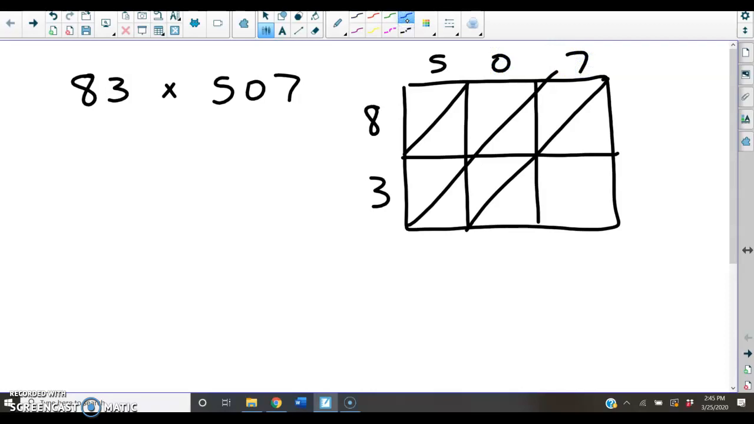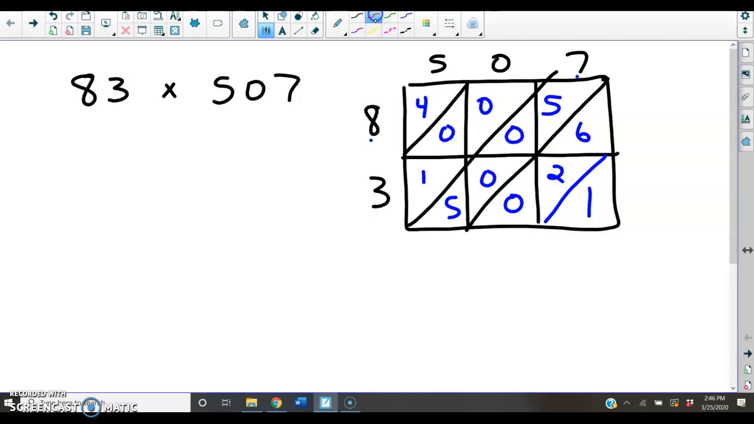And 8 times 5 is 40, and I split that. Anything times 0 is 0. The 8 times the 7 is 56. And then we'll take the 3 times each. 3 times 5 is 15, times 0. I forgot this one. And 21.